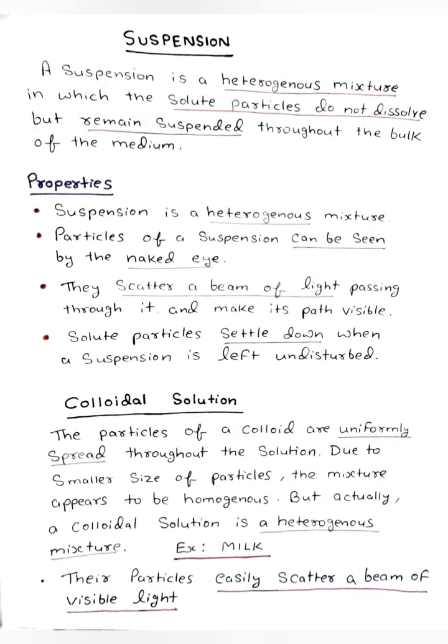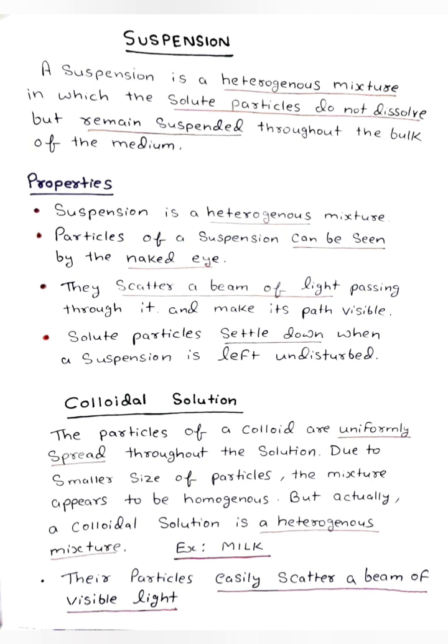In the earlier slide we have learnt about the properties of a solution. Next term is suspension. A suspension is a heterogeneous mixture in which solute particles do not dissolve but remain suspended throughout the bulk of the medium. Properties of the suspension. Suspension is a heterogeneous mixture. Particles of a suspension can be seen by the naked eye. They scatter a beam of light passing through it and make its path visible. Solute particles settle down when a suspension is left undisturbed.